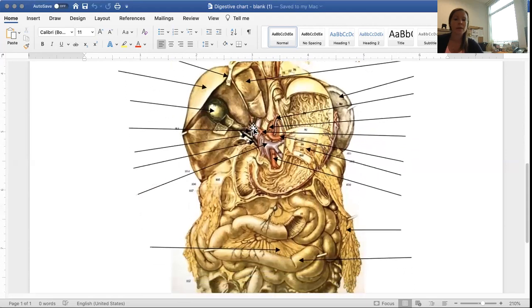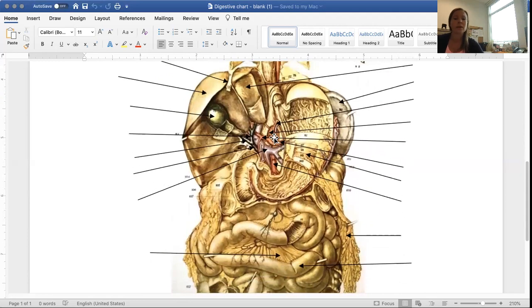Okay, then right in here, we have a bunch of blood vessels. This arrow is pointing to the celiac trunk. This arrow is pointing to a really small artery. This is the gastric artery. This arrow is pointing to the splenic artery, which serves the spleen. And this arrow is pointing to the hepatic artery, which serves the liver.